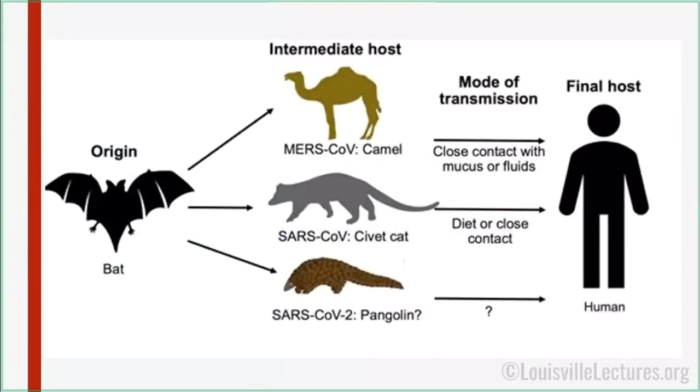And this is just a depiction with regards to the previous coronaviruses. Again, the bat is the reservoir. The intermediate animal, of course, with MERS was the camel, and with the original SARS, it was believed to be the civet cat.